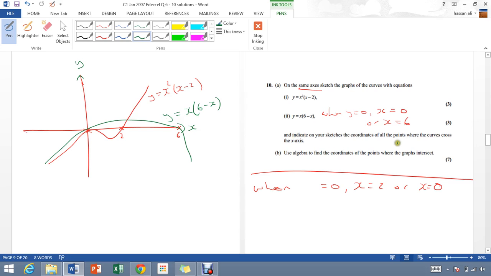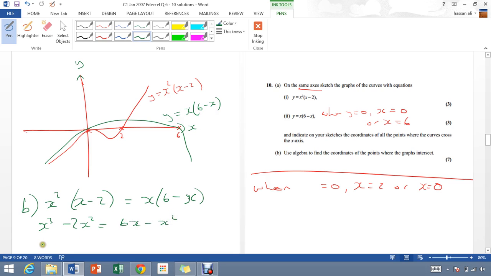Okay, and it says, indicating on your sketches the coordinates. Right, I've done that over here. Now, use algebra to find the coordinates of the points where the graphs intersect. Wherever they intersect, just make sure you remember to make them equal to each other. So this is for part B. You will have x squared (x minus 2) will equal x times (6 minus x). If you multiply this out, you'll get x cubed minus 2x squared, and that will equal 6x minus x squared.